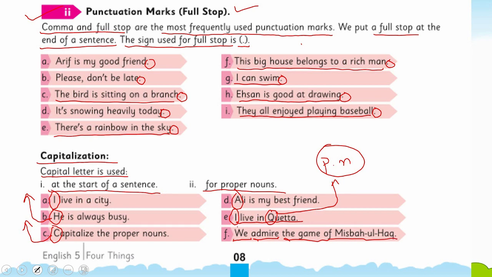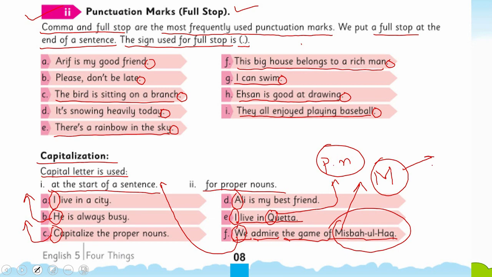So here W of we is capitalized because it is the start of the sentence, because we is the word from where the sentence starts, so the letter W is capital. But in Misbah ul Haq, you are clearly watching that M of Misbah ul Haq is capital because this is what? A proper noun. So Misbah ul Haq is a proper noun. That is why M of Misbah is capital.